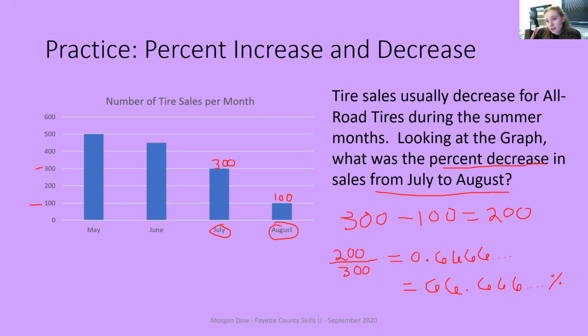Now, usually when we're talking about percents, we don't give repeating decimals as a final answer. So we would round this off. Since the problem doesn't give you specific instructions on how to round, it's up to you. Let's round this to the nearest whole percent. Looking at my ones place, I look to the right, I see a 6. That tells me to round up. So this would become 67%. So sales went down by about 67% from July to August.